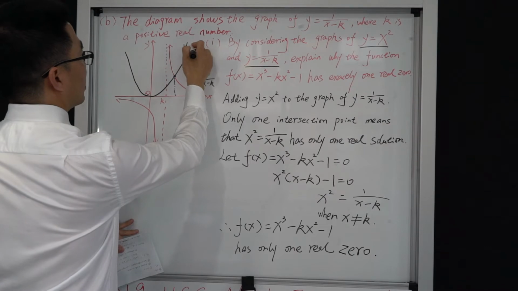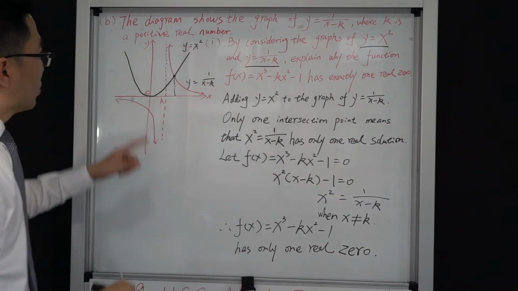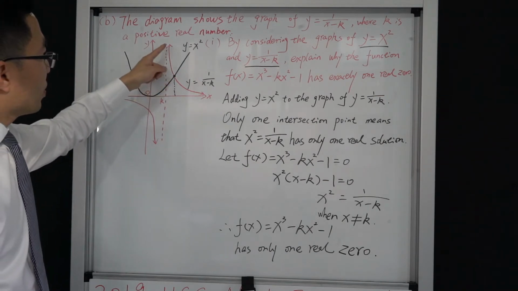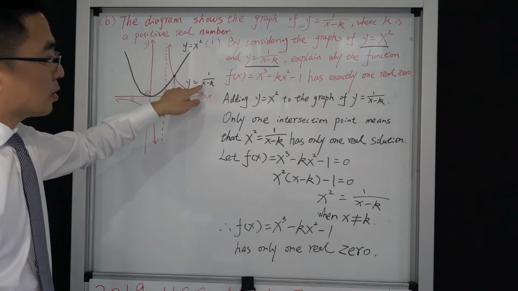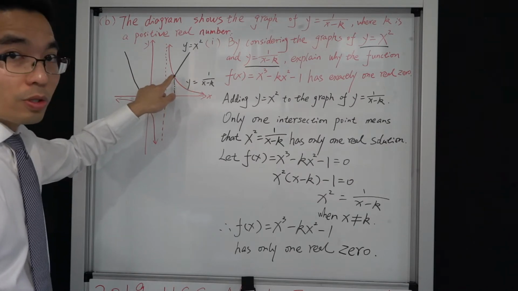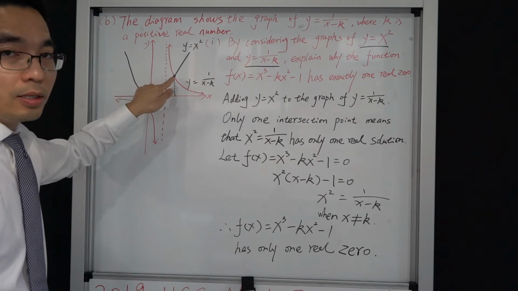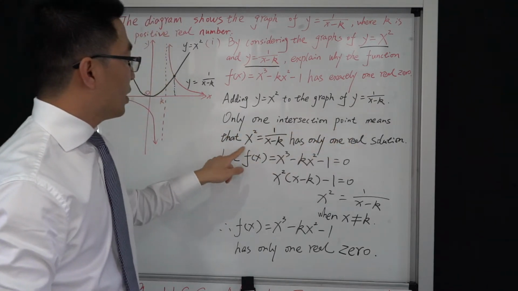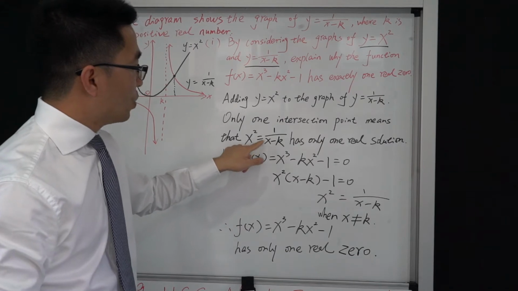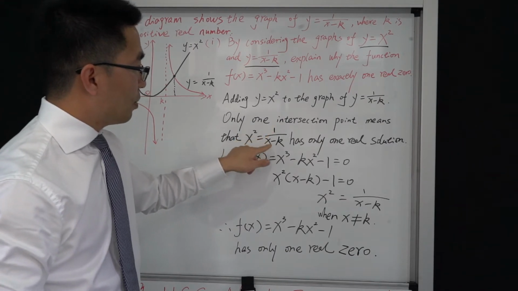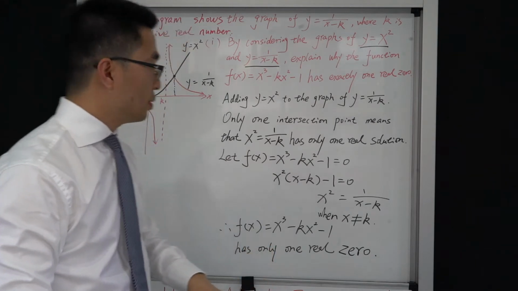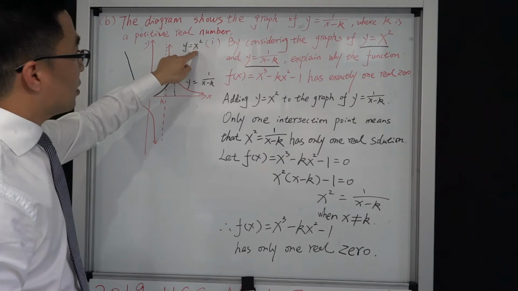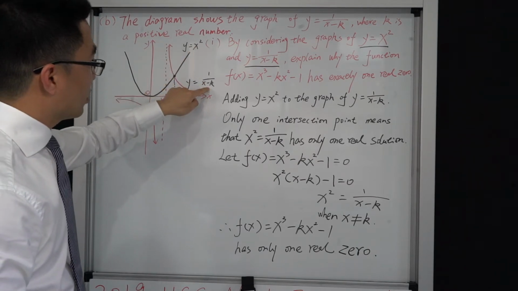So here y equals x squared. We can see that the graph of y equals x squared cuts the function y equals 1 over x minus k at one point only. So there's only one intersection. That means the equation x squared equals 1 over x minus k has only one real solution. Here is the solution, when this curve equals this function. There's only one solution here.